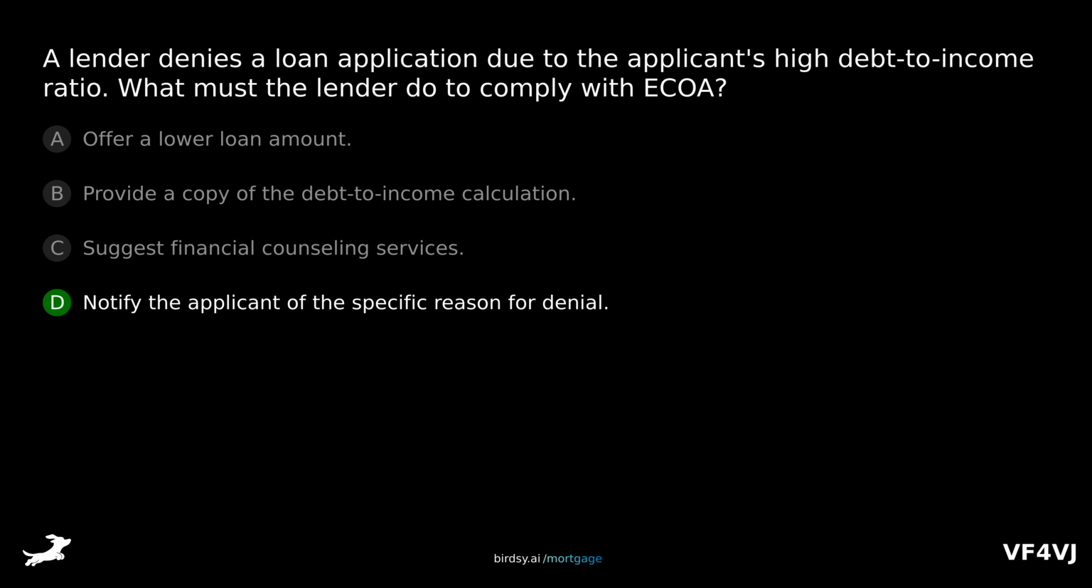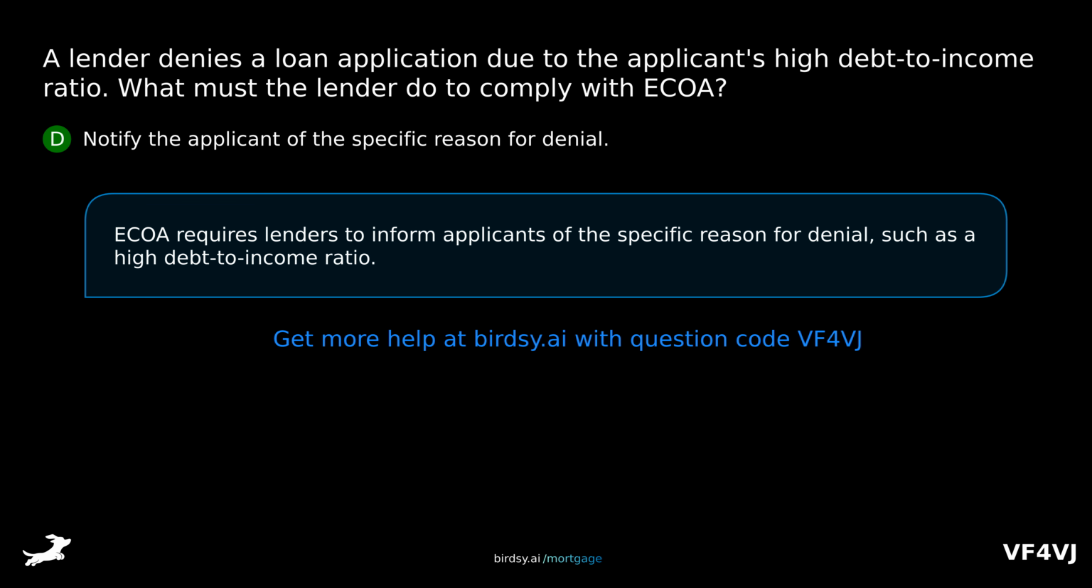The answer is D, notify the applicant of the specific reason for denial. ECOA requires lenders to inform applicants of the specific reason for denial, such as a high debt-to-income ratio.